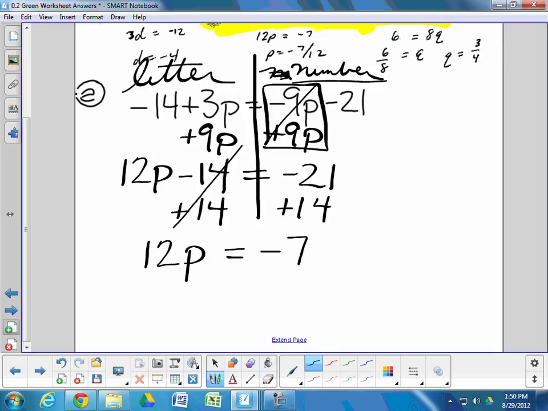The only thing on the left that isn't a letter is the 12. How are they bonded? What operation right now? Multiplication. And what's the opposite of that? Division. You break this bond with this. So you have to do that to both sides. And you get P equals negative 7/12.